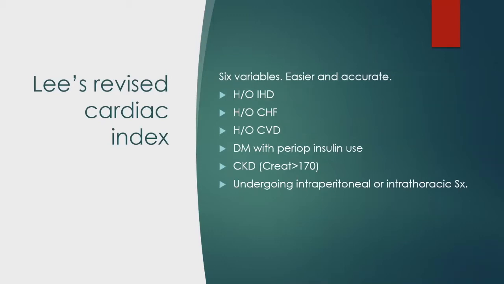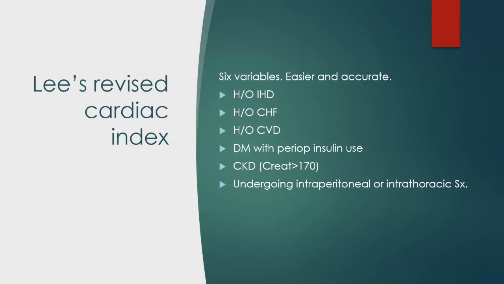Number 1, history of ischemic heart disease, history of chronic heart failure, history of cerebrovascular disease, diabetes mellitus with perioperative insulin use. So type 2 diabetes patients who never use insulin, even in the perioperative period, will not be included here. CKD with a creatinine of more than 170. I beg your pardon if you don't use this unit, but you can always convert the unit. And undergoing any intraperitoneal or intrathoracic surgery. You can see operations like neurosurgery are not validated to go through Lee's revised cardiac index. This is mainly for major laparotomies and major thoracotomy kind of operations.